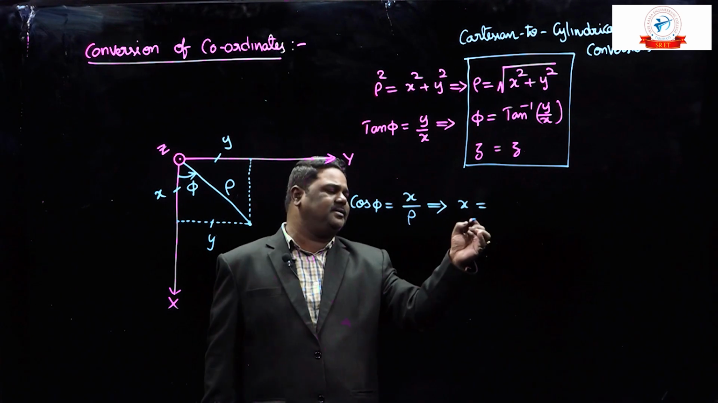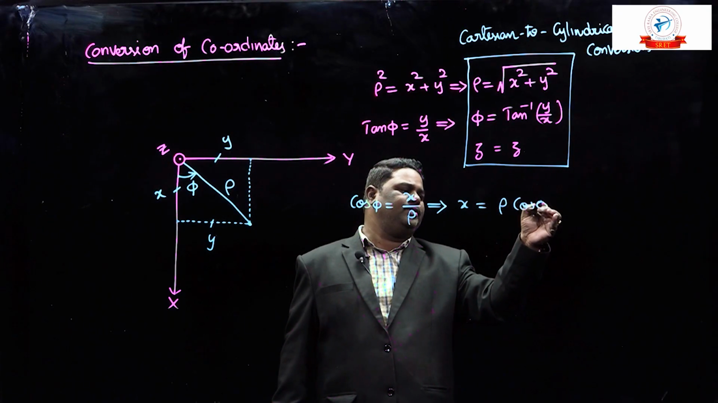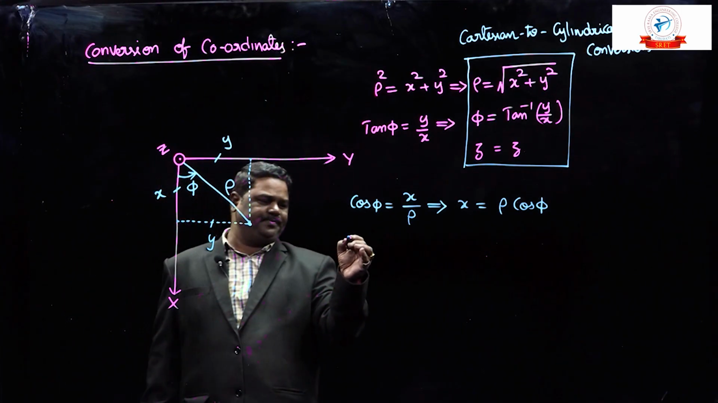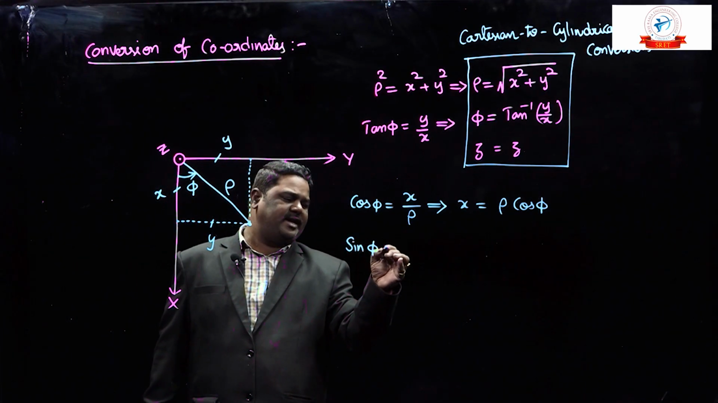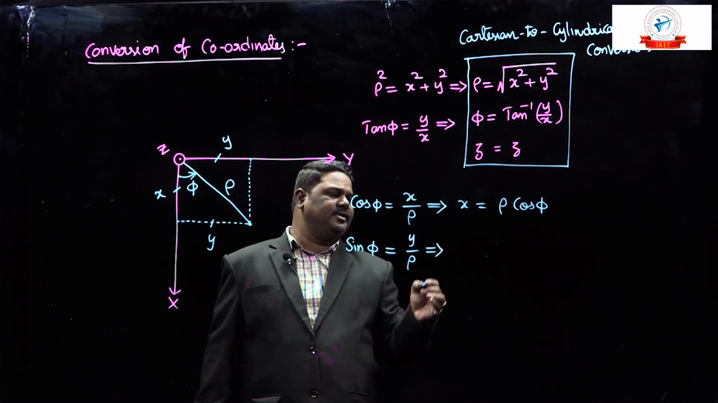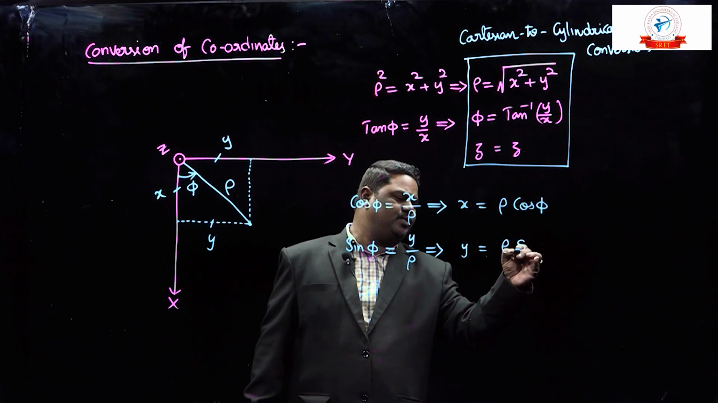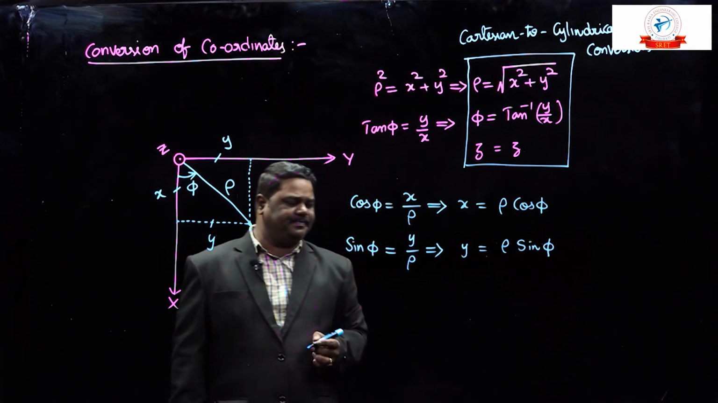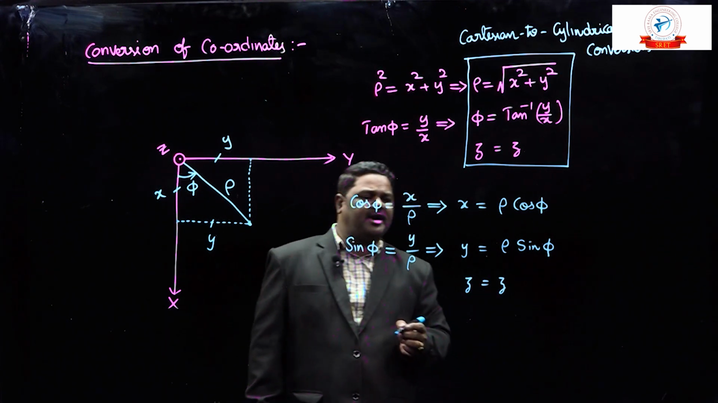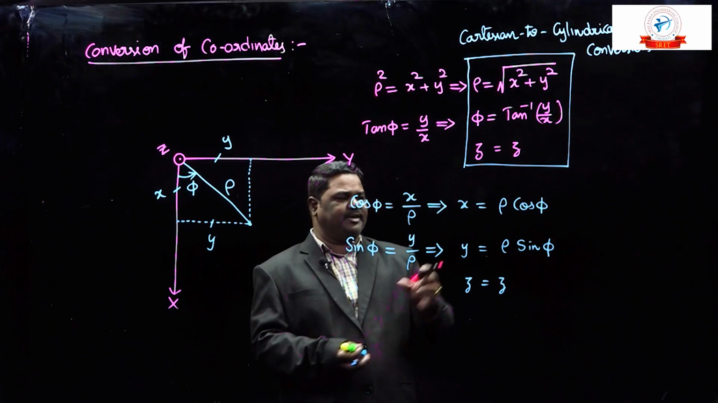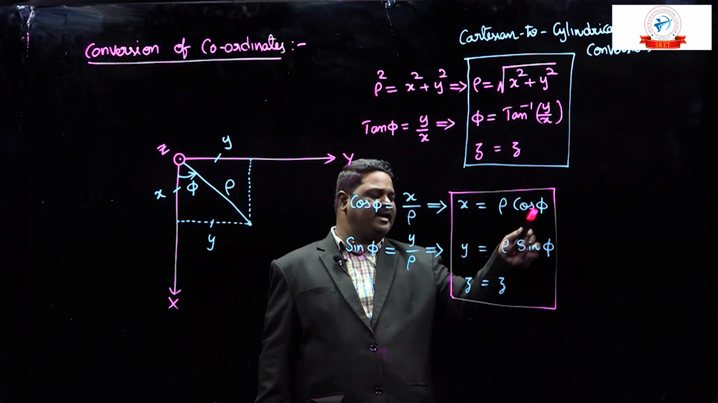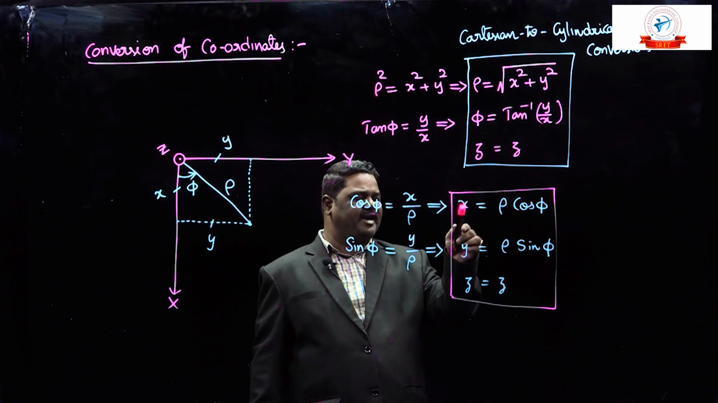This implies what is x? Rho into cos phi. Similarly, from the same triangle, what is sin phi? Sin phi is equal to y by rho. This implies y is equal to rho into sin phi. So then you know that the z coordinate is the same in Cartesian and also in cylindrical. Just observe this. If you know the rho, phi, z values, substitute here, and you are going to obtain x, y, z values.